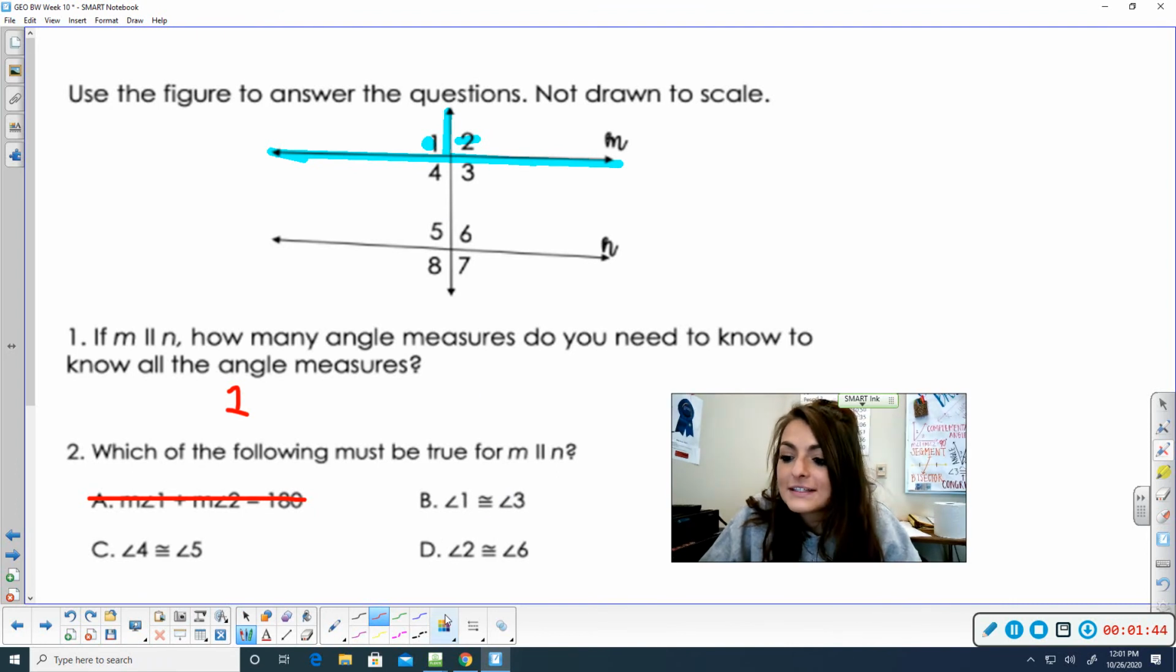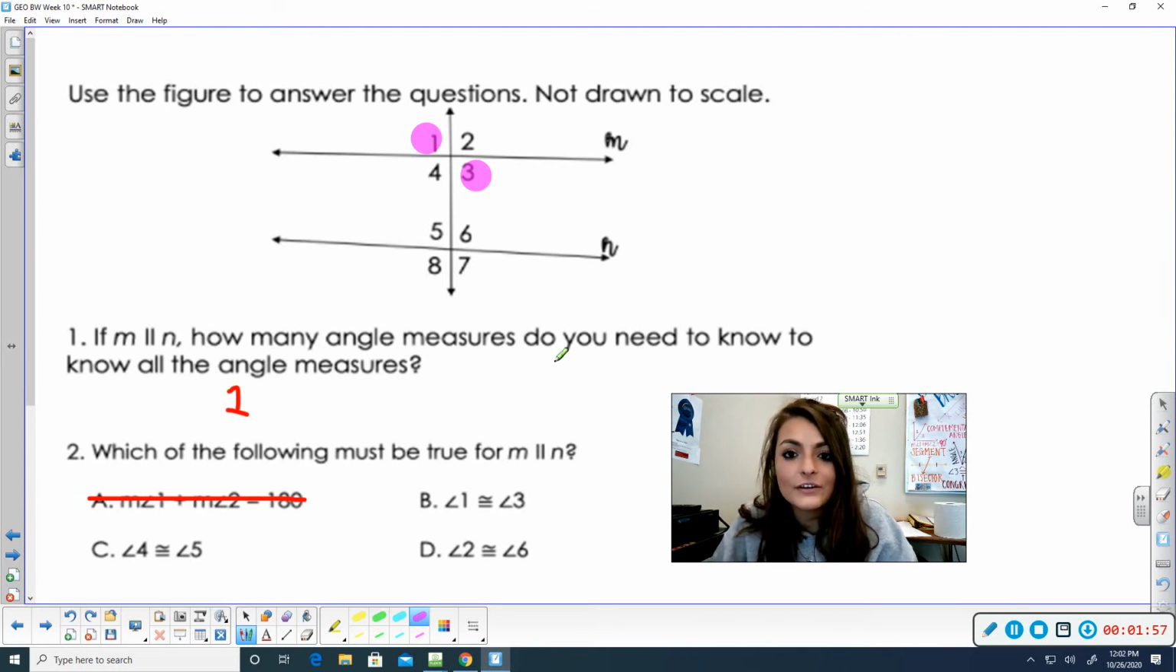Letter B says that angle 1, so let me erase this. Angle 1, let's highlight that, is congruent to angle 3. So they're saying if this statement is true, then line M and line N are parallel. Again, angle 1 and angle 3 are congruent because they are vertical angles, but that does not prove that line M and line N are parallel. So again, true fact, but not what the question is asking us here. It's not going to help us show that M and N are parallel.